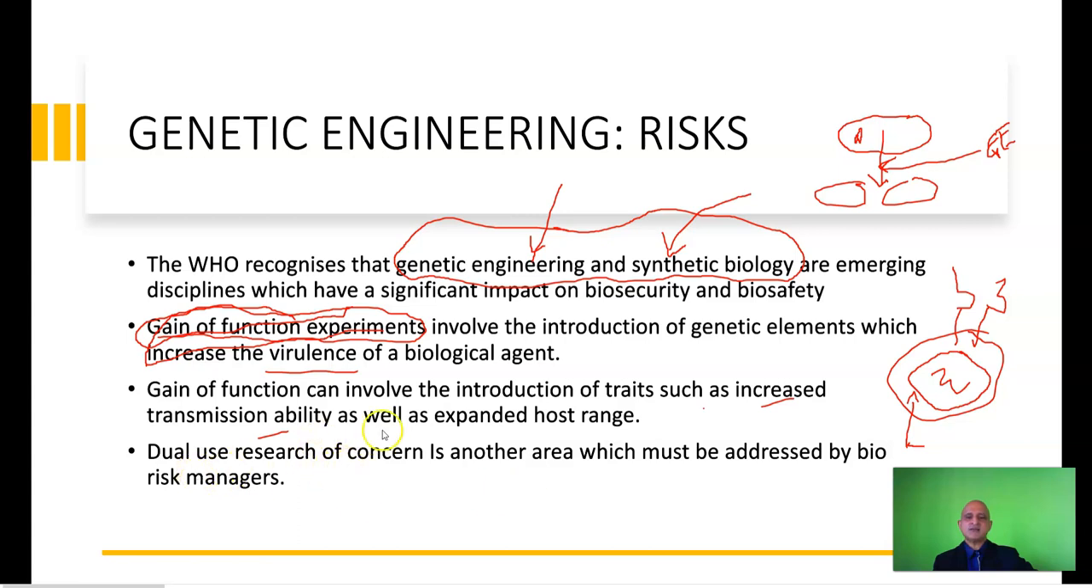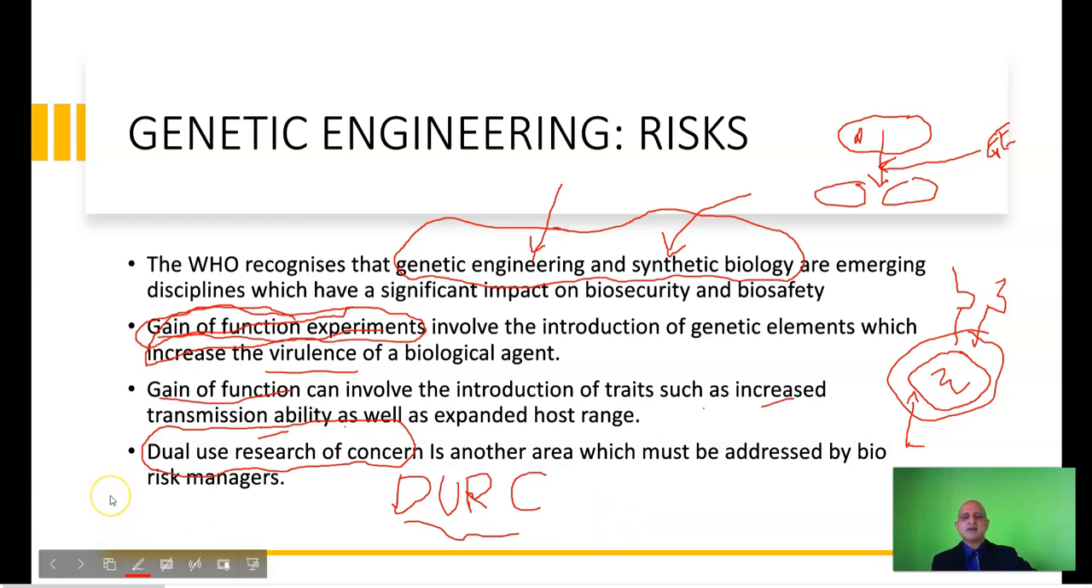So this is one aspect, which is the gain of function aspect. The other aspect is the dual use research of concern, or DURC. This is also a particular area of concern to biorisk managers, as a pathogen which is benign can be utilized for dual use. And this risk assessment must be done in consultation with your national security agencies.